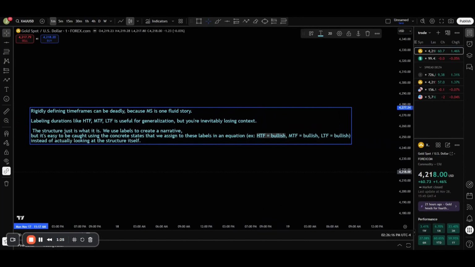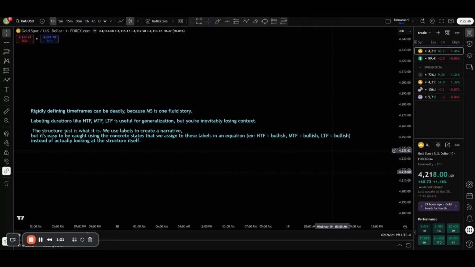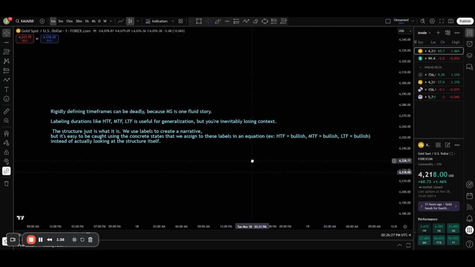Example would be high time frame bullish, middle time frame bullish, low time frame bullish. Okay, like I'm looking for buys. You need to actually look at the structure itself as opposed to doing this, or you're going to lose information. It kind of reminds me of a quote that I saw on a little philosophy Instagram page. It's something like, you tell a kid the name of a bird and he never sees that bird again. As in, you tell a kid what a bird is and he no longer sees the creature itself.